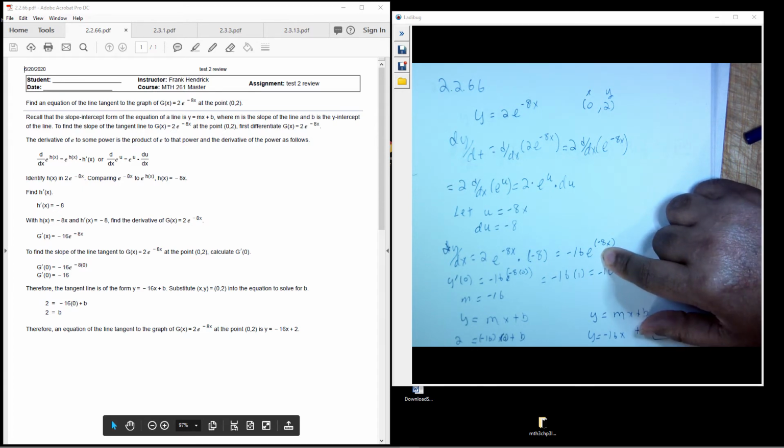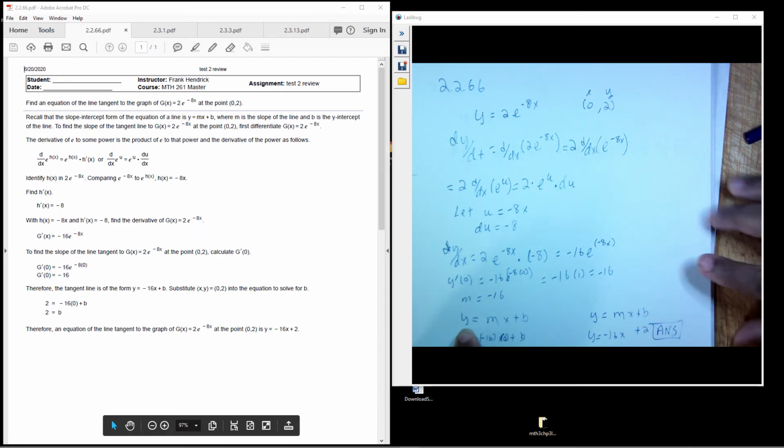So they want to know what the slope is at that point. And in this case here, they want it in slope-intercept form. And slope-intercept form is right here.